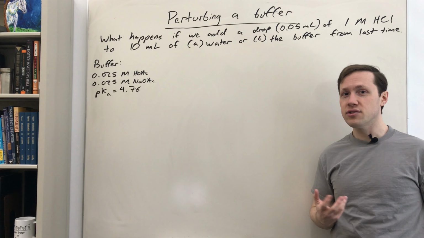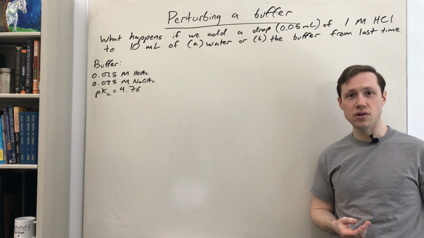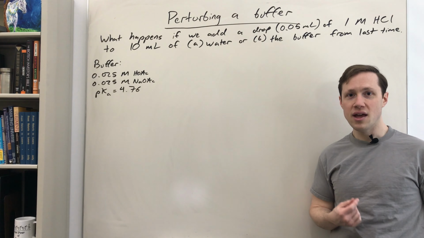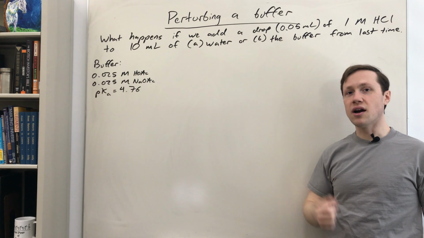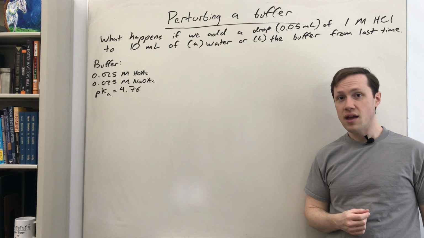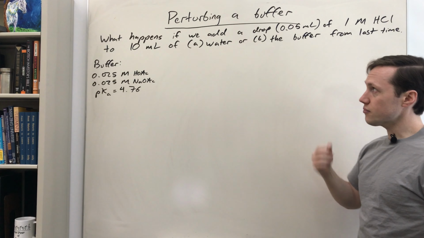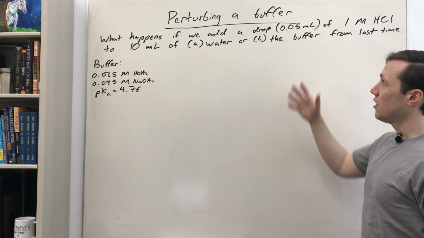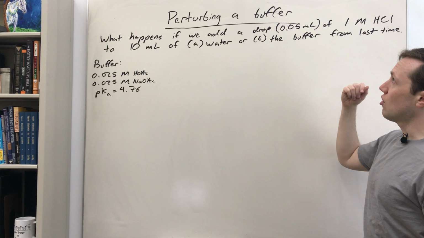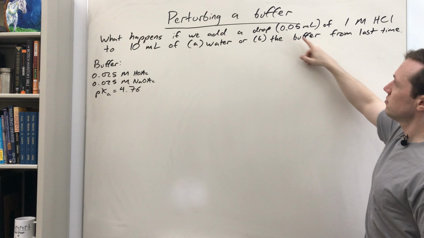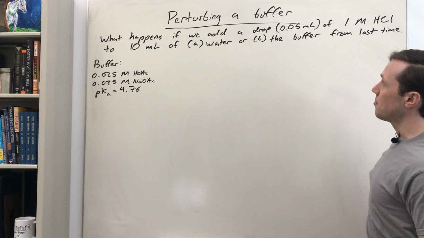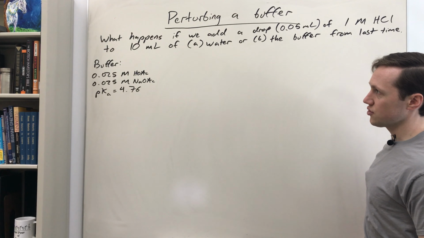Well, now let's look at why buffers are so useful and why it's so important that we're able to handle the math related to them. To do that, we're going to be working on this problem right here. In this case, we're talking about what would happen if we added a drop of 1 molar HCl. That drop we're going to approximate as about 0.05 milliliters.